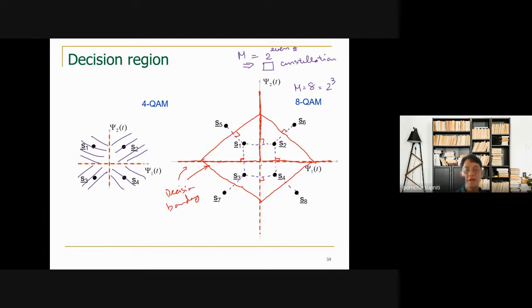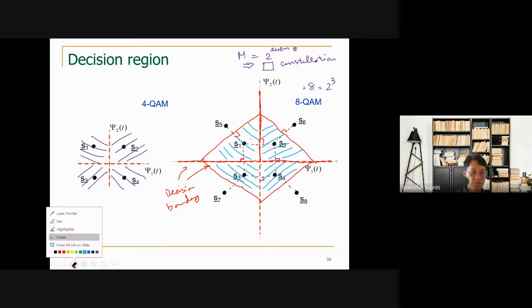Okay. And then what are the decision regions? Because M is equal to 8, we have 8 decision regions. Let me use light blue. So we have this as one region. This is another region. If the vector R falls into this region, you make the decision accordingly. Okay, so there are four regions here, and then 4 more are outside. Let me change color so that it's a bit easier to see. Okay, let's do orange. So this is the remaining 4 regions.